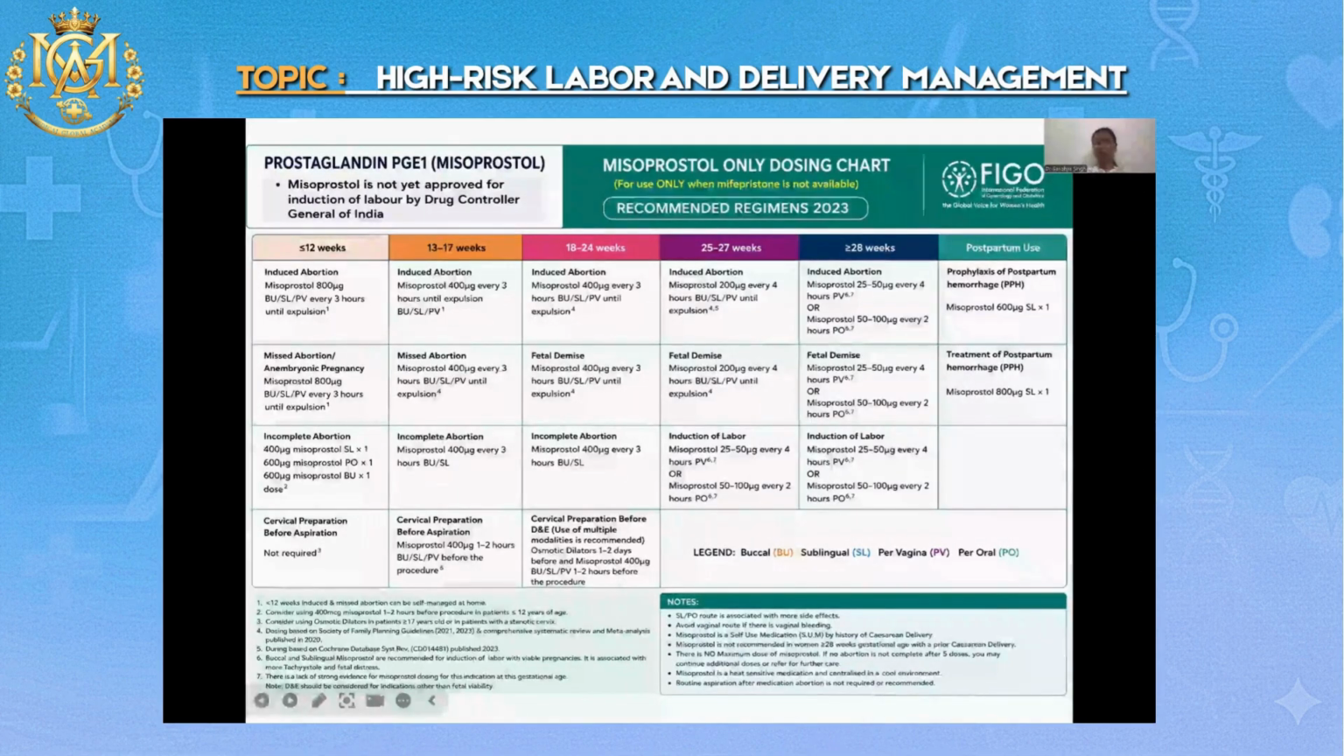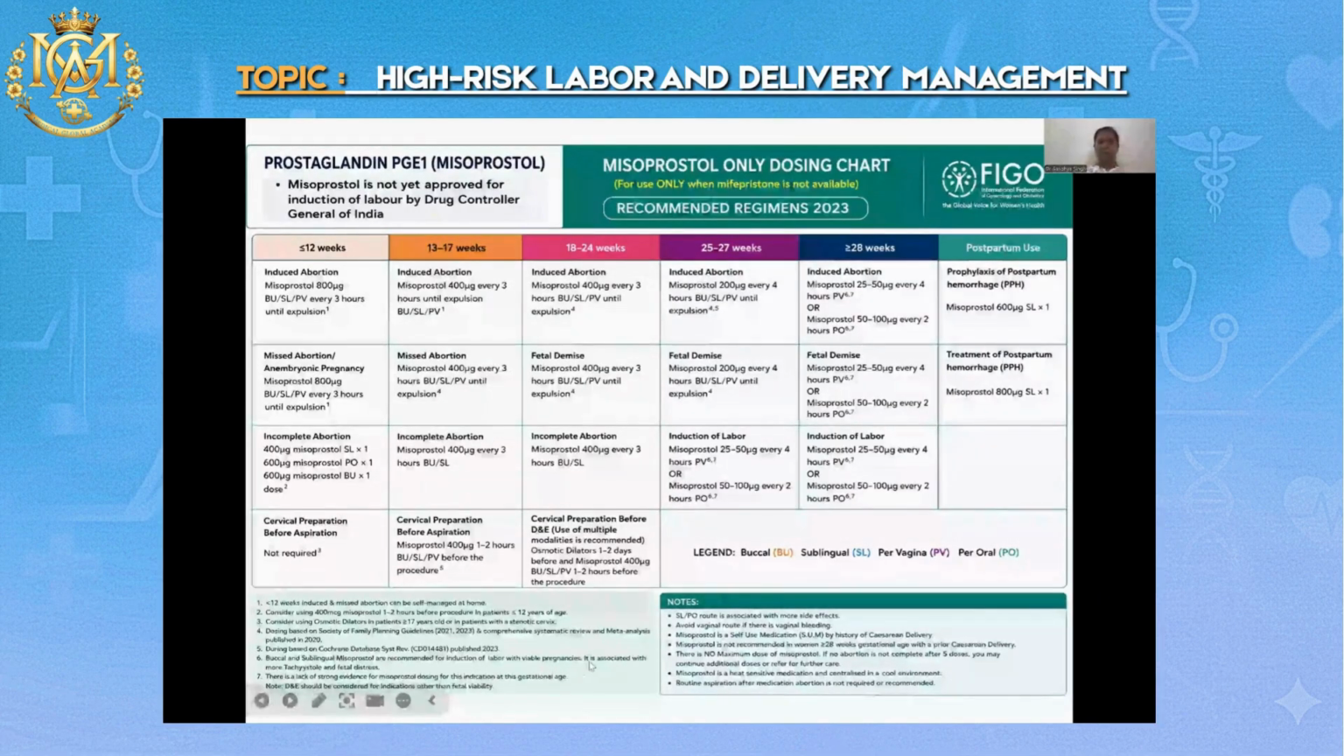You cannot remember this. This is a chart which you can take a photo or screenshot of. Just see what your indication is. For example, if you have a fetal demise at 20 weeks, what are you going to do? Fetal demise, 20 weeks, I'm going to give Misoprostol 400 microgram every 3 hourly, buccal, sublingual or PV until expulsion. This is very important. There is no limit, like previously it was said, 5 doses, 6 doses. No, it's not like that. The guideline has totally changed in 2023. You can continue till expulsion happens. So just match the permutation and combination and look at this table whenever you are deciding which route you need to give.